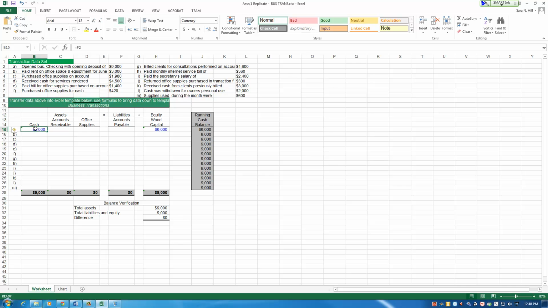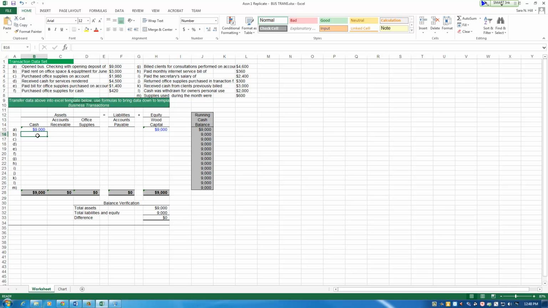You can see the formula is equals F2. And that also then flows into our equity section of the balance sheet. And here we have also an equal sign and pulling in cell F2 to start out our cash balance of $9,000. We still have a 0 down here, so we're off to a great start.